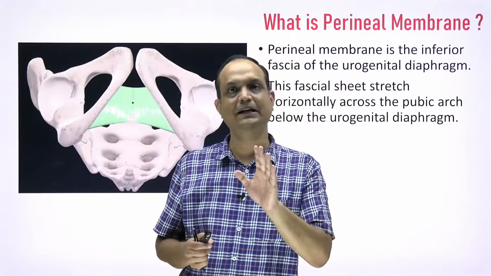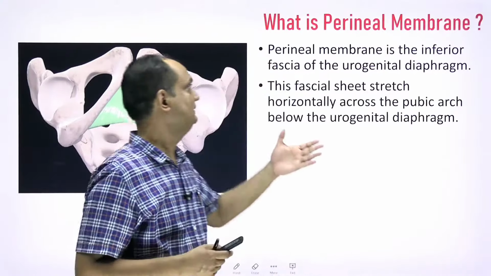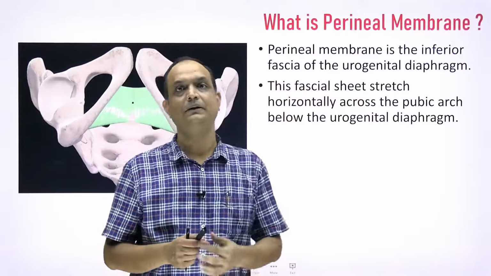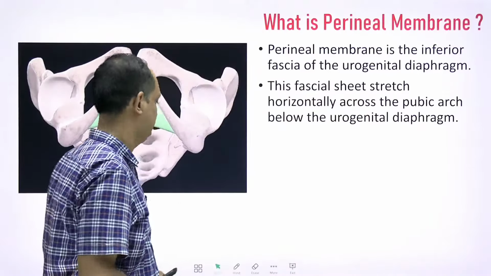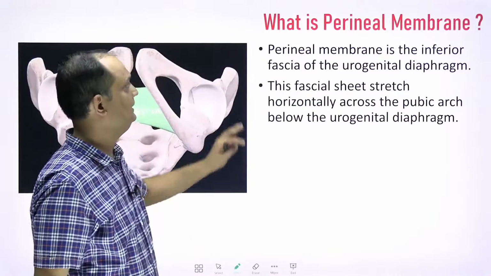This is the basic thing when you are reading the perineum. Most of the students find this concept difficult. So, let us talk about the perineal membrane. The perineal membrane is the inferior fascia of the urogenital diaphragm.